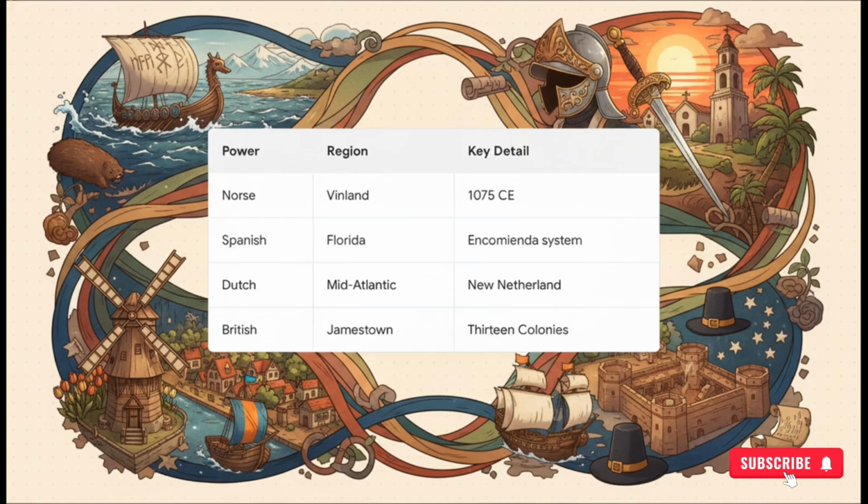Later, the Spanish arrived in places like Florida, New Mexico, and Puerto Rico, bringing the really harsh encomienda labor system with them. The Dutch set up New Netherland in the mid-Atlantic, and of course, the British establishments in Jamestown and Plymouth, which eventually became the 13 colonies. Each of these groups brought completely different cultural, economic, and legal norms to the table.